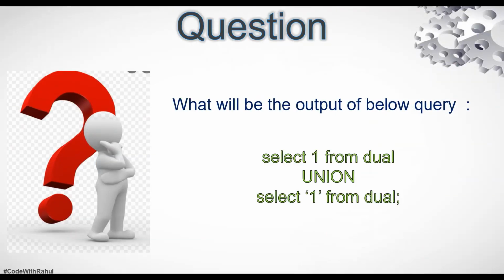I have a question for you. What will be the output of the below query? Select 1 from dual, union, select '1' in quotes, from dual. One in quotes means maybe it is of char type. Just think about it, try it hands-on on the database and you will get the answer. Just comment to me when you find the answer.